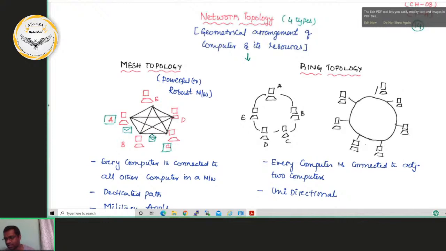And how do you connect the computers in a bus topology? You have a central cable. To this cable, all the computers are connected, and each cable consists of a start point and end point. That is called as a bus topology. So this is about network topology.